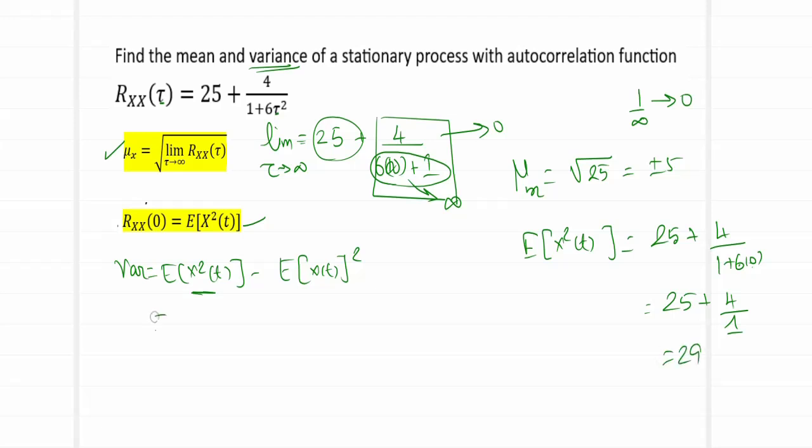So I have the variance to be 29 minus mu x the whole square. So we have plus or minus 5 the whole square. Plus or minus 5 the whole square will be equal to 25. So 29 minus 25, that makes it 4. So variance of the value will be equal to 4.